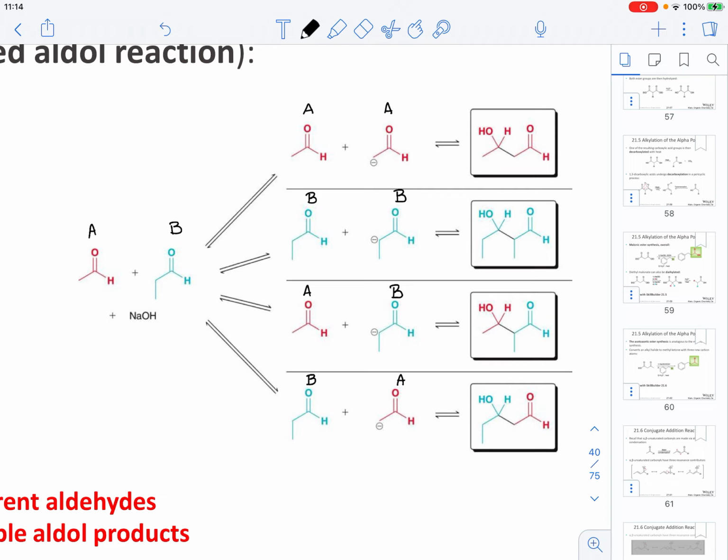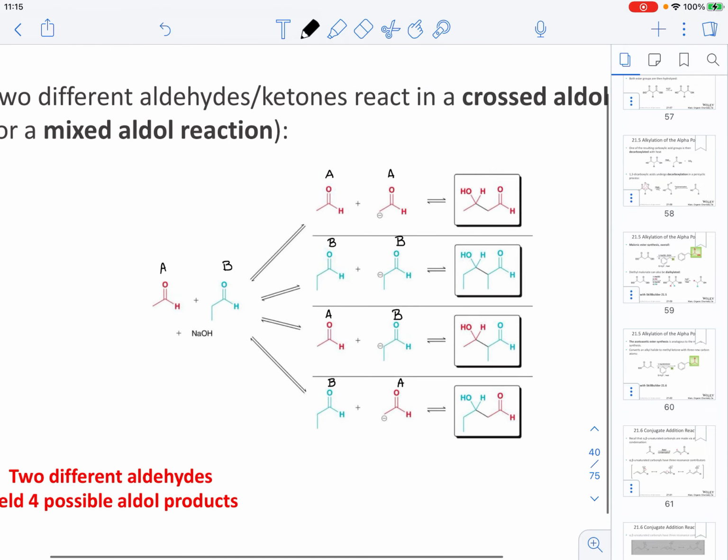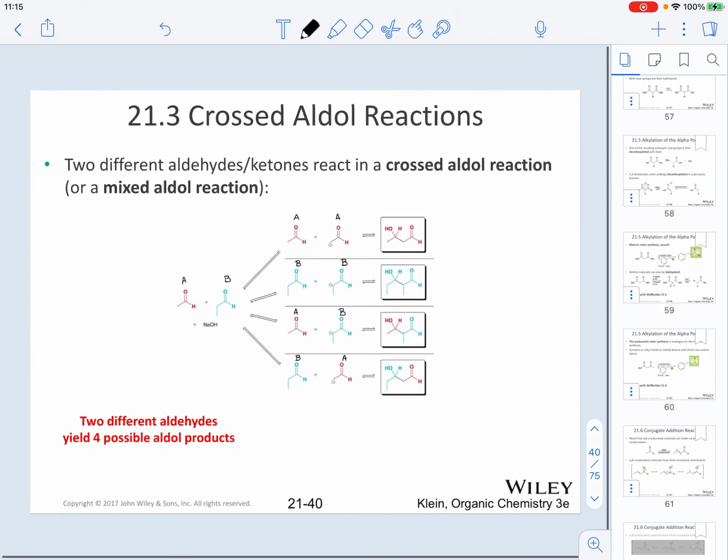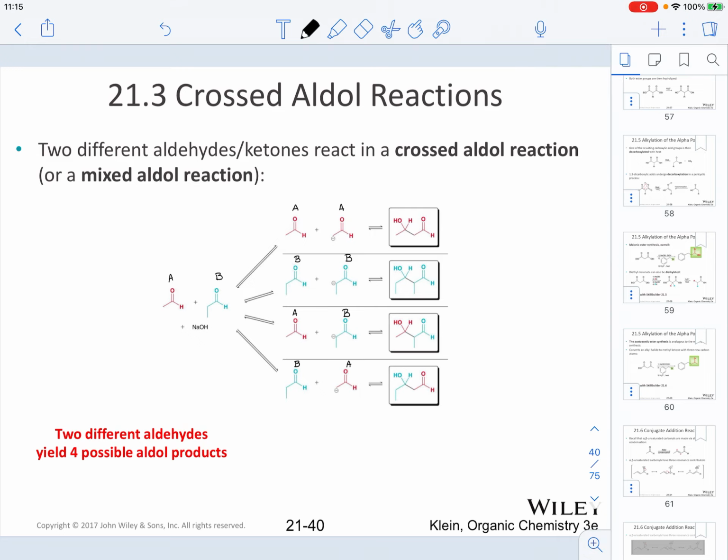As you can see, each one of the products that we have illustrated here is going to be that beta hydroxyaldehyde. So if we have specifically two different aldehydes in the vessel, as you can see, two different aldehydes will yield 4 possible aldol products.